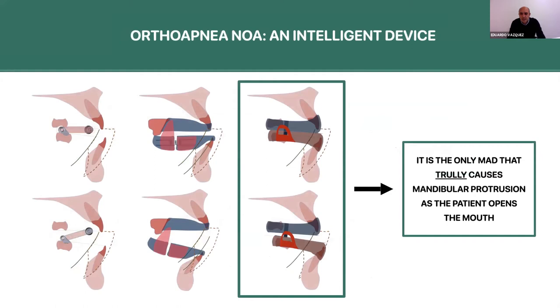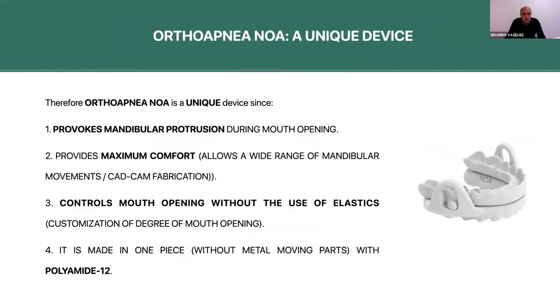when opening the mouth. So the NOA provokes mandibular protrusion when opening the mouth, and provides maximum comfort because it allows a wide range of mandibular movements, but with mouth opening control. So the patient is able to open the mouth, but there is a control of this mouth opening. In many other devices, you need to use elastics to have mouth opening control, or in devices that have mouth opening control, there is a really limited degree of mouth opening, which sometimes makes the device uncomfortable for the patient.